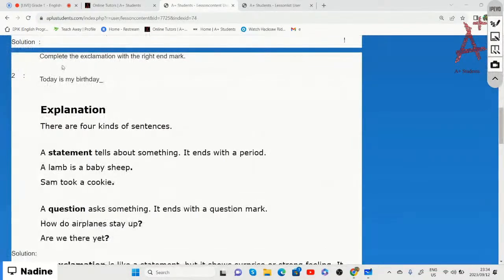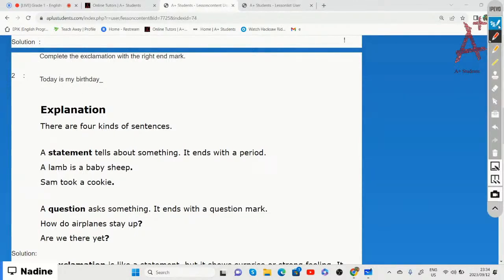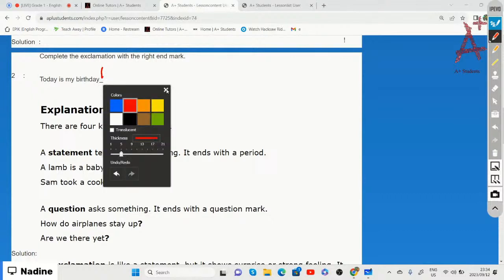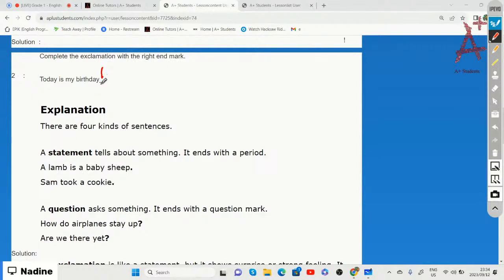It says complete the exclamation with the right end mark. Today is my birthday, right? And they want us to end it with an exclamation point. And if we put an exclamation point, it's going to look like this. That is an exclamation point.